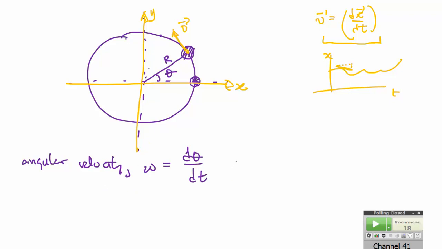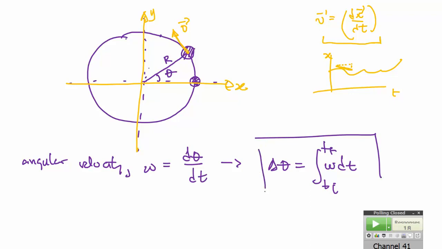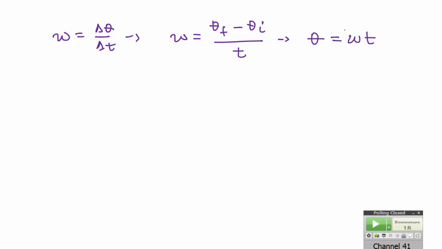Angular velocity. So this means that the angular displacement delta theta is simply given by the integral of omega dt from ti to tf. We will use this later on in the semester, but it is important that you know. Generally, omega average is given by delta theta over delta t, which means that omega is equal to theta final minus theta initial divided by t. If theta initial is zero, then theta is equal to omega t.